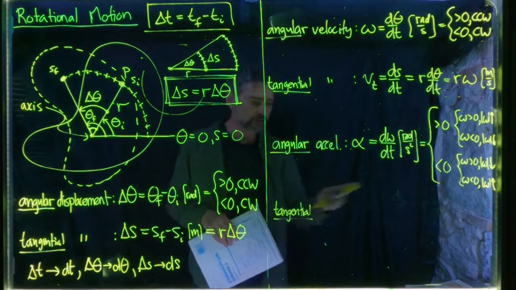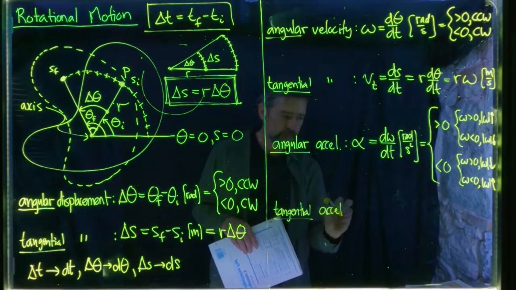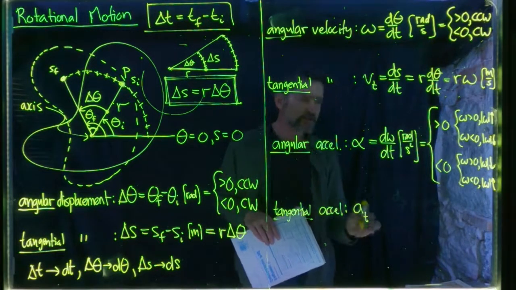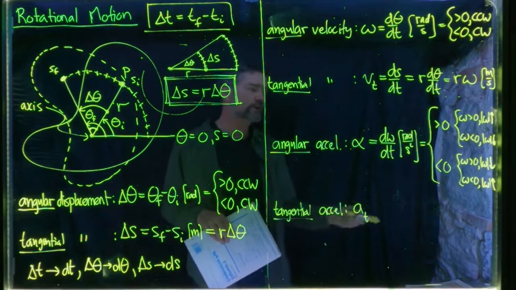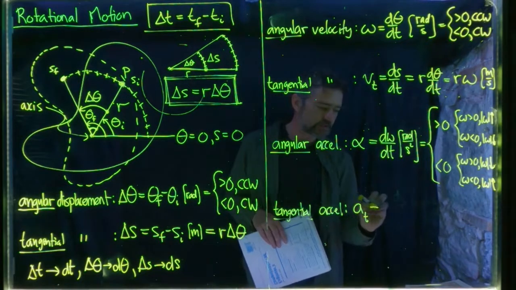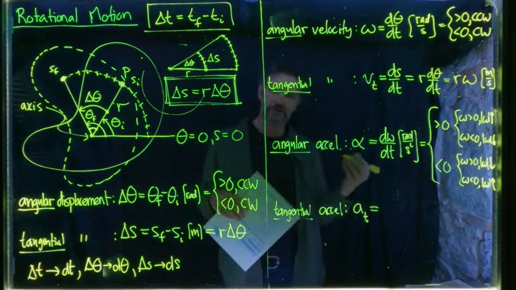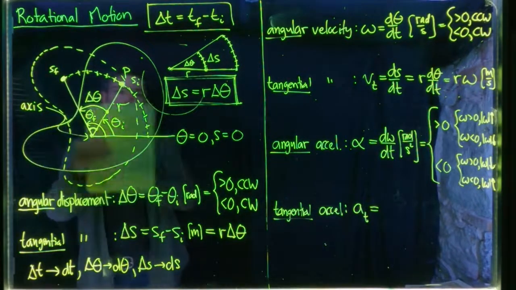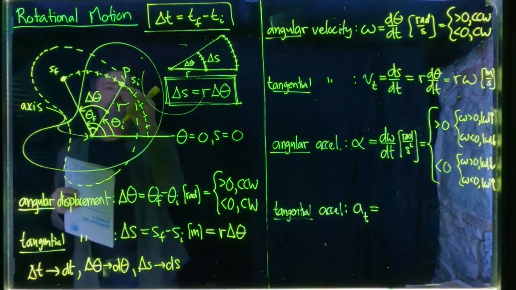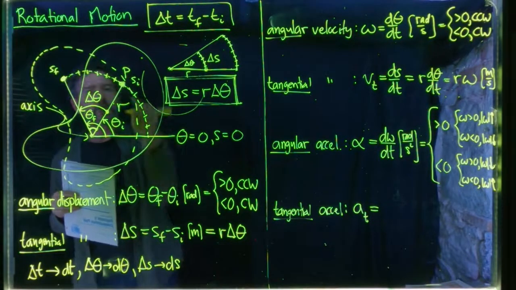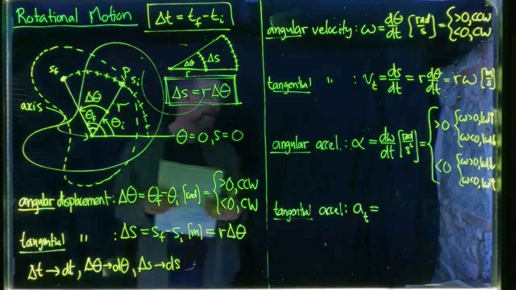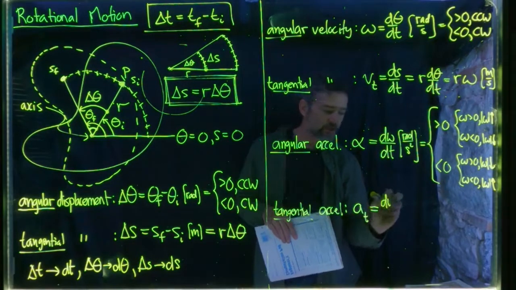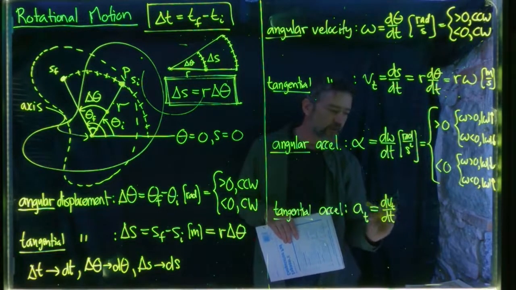Tangential acceleration. The tangential acceleration is given the symbol a subscript t, like tangential velocity, tangential acceleration. The tangential acceleration is the rate at which the tangential velocity is changing. As this object is rotating around, it could be picking up angular speed, moving faster and faster. So the actual velocity of this point P along this circular arc is changing. And so the tangential acceleration is the time rate of change of the tangential velocity.